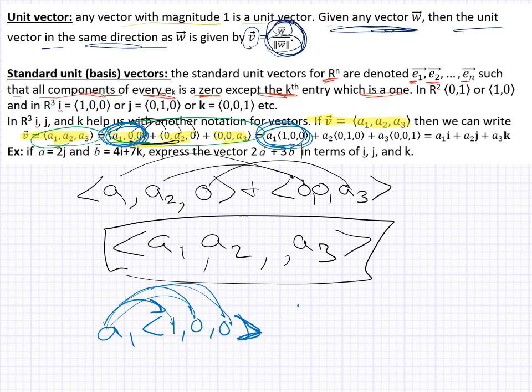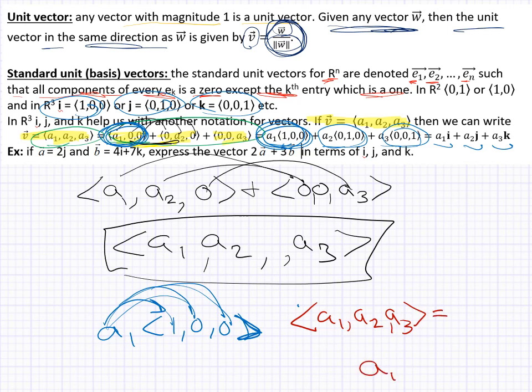And I do that sequentially. So A2 times 0, 1, 0. A3 times 0, 0, 1. But remember, 1, 0, 0 is i, 0, 1, 0 is j, and 0, 0, 1 is k. It's those standard unit vectors. And so what I can then do is say it's A1 times i plus A2 times j plus A3 times k. So another way to denote the vector A1, A2, A3 is in this ijk notation, which would be A1 times i plus A2 times j plus A3 times k.